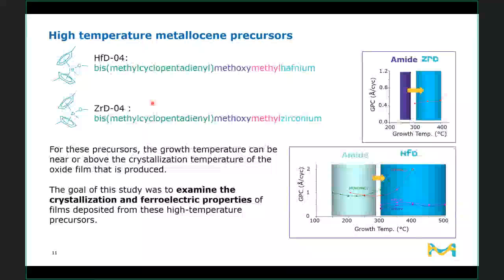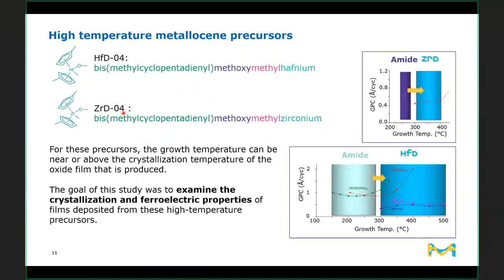There are two precursors that are offered in the EMD Performance Materials portfolio. One of them is this HfD-04. Full name is bis-methylcyclopentadienyl methoxymethyl-hafnium. And so you can see the structure for that molecule over here. And then there's the analogous ZrD-04, which can be used to grow zirconium oxide.